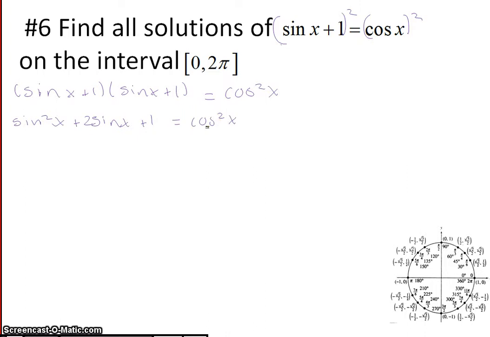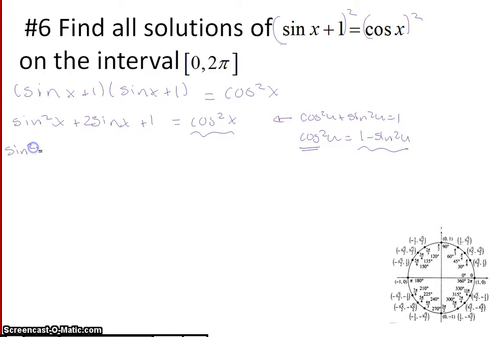Equals cosine squared of x. So the reason we squared this to begin with, because there was no factoring or distributive property or Pythagorean identity that we could do on it. So the trick is, now we've introduced a cosine squared, and so we can replace this with the Pythagorean identity. And remember, for the Pythagorean identity, cosine squared u plus sine squared u equals 1, or cosine squared u is 1 minus sine squared u. So I'm going to replace cosine squared with 1 minus sine squared u.